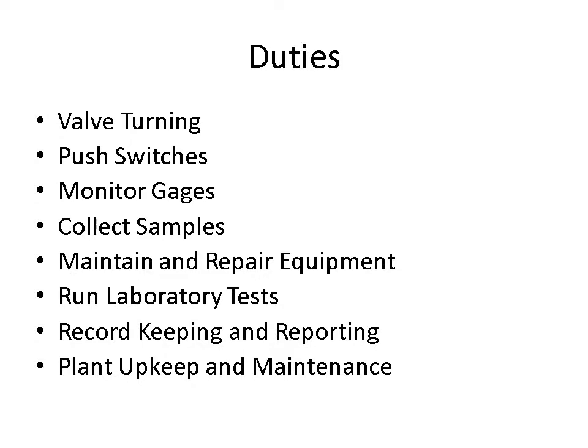You're going to adjust the plant by turning valves and pushing switches and monitoring gauges. Then you'll check these adjustments that you make to the plant by collecting samples and running laboratory tests. In between that, you'll maintain and repair any equipment that needs either preventive maintenance or corrective maintenance. Then you're going to do record keeping, which is very important. You're going to write down all the results of your tests, because record keeping helps an operator look back on the past and see if something that's happening in the present has happened before, and teaches him the best way to go ahead and fix that problem.